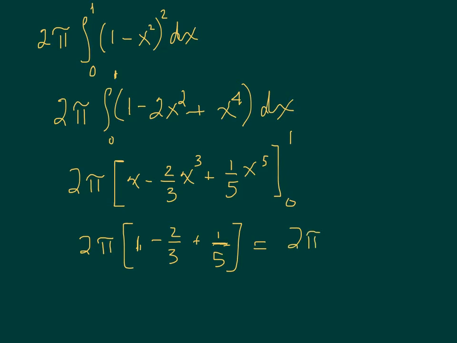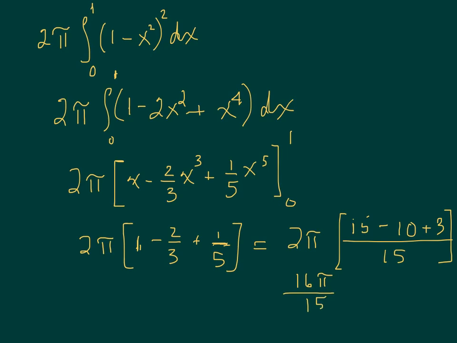My least common denominator is 15, so that gives me 15 minus 10 plus 3 all over 15. So that is 8. So I end up with just a volume of 16 pi over 15.